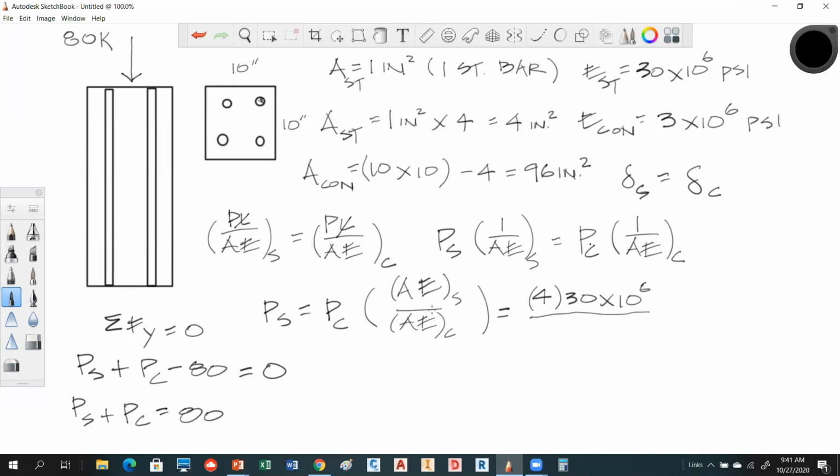Does everybody agree with my constants? Area is 4 square inches. Steel is 30 times 10 to the 6th. And then for concrete, we have more concrete, so that's 96 times, but it's got a much smaller modulus of elasticity. And all of this is going to be times P sub C. So what that gives me is P sub S is going to be equal to, when we do that math's a little bit easier to deal with. Let's see what we come up with.